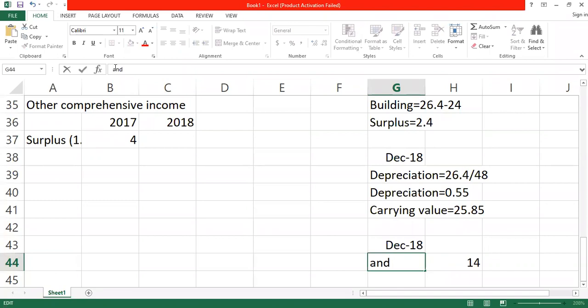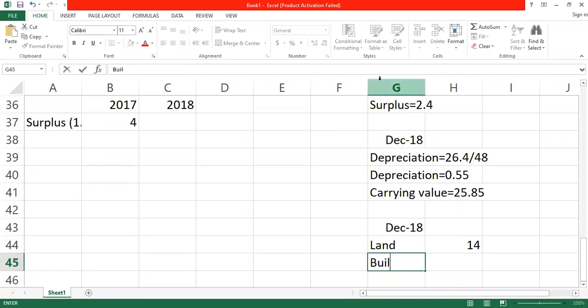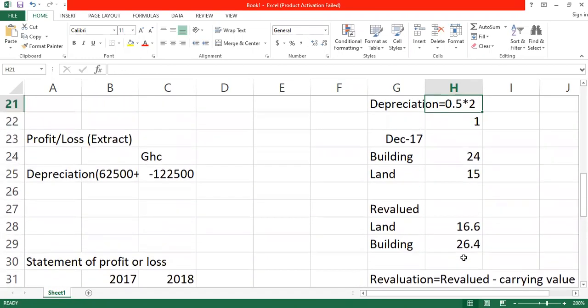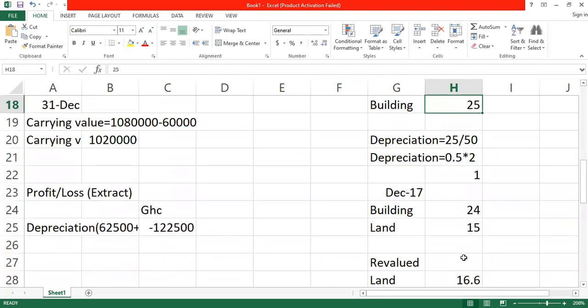Help me to look at something. 2017. I want to check something. So, Linus, see the depreciation. The depreciation was 0.5. Every year is 0.5. Am I right? You are right.